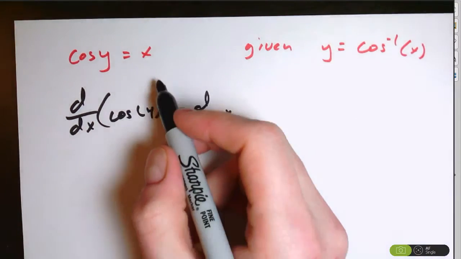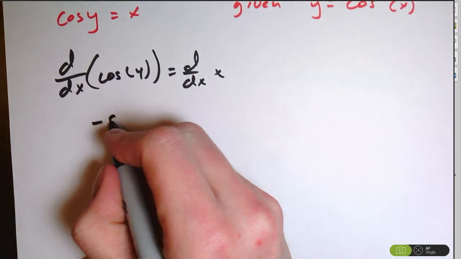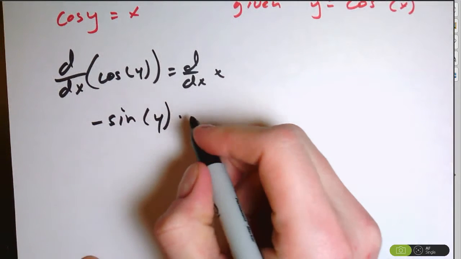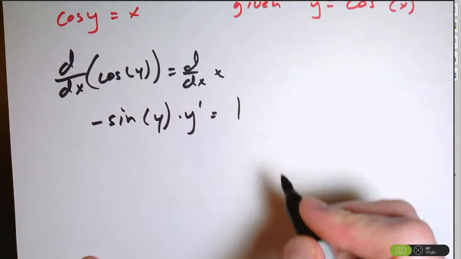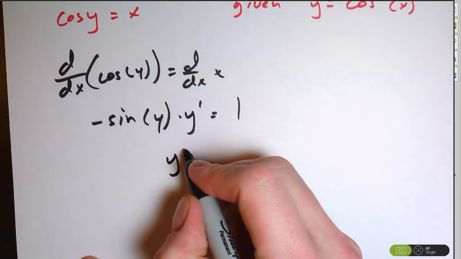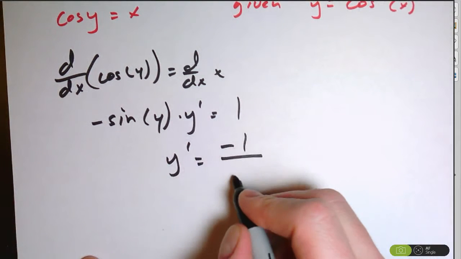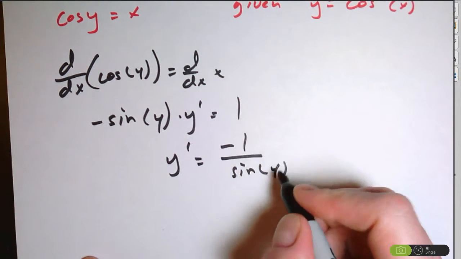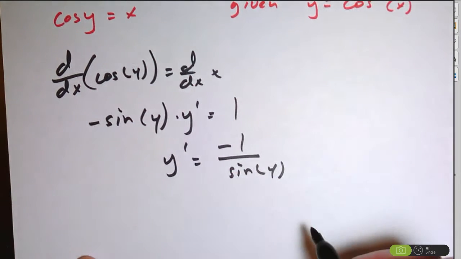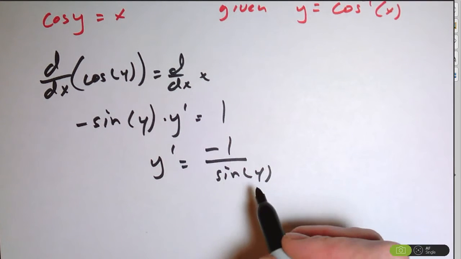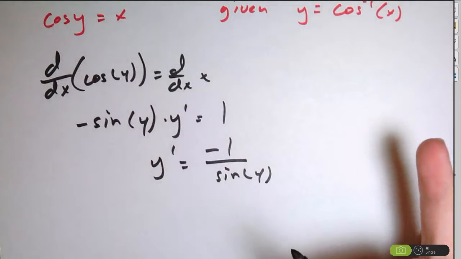Which means we'll do the implicit derivative on the left side. So that'd be negative sine of y times y prime equals 1. Y prime therefore equals negative 1 over sine of y. I'm just going to move that negative up to the 1, put this over sine of y. Well, hey, wait a second. I don't like this in terms of sine, and I don't like it in terms of y.